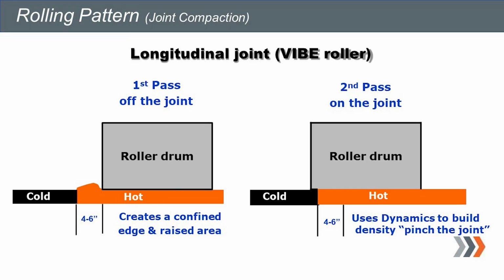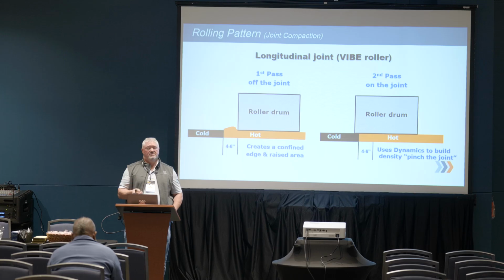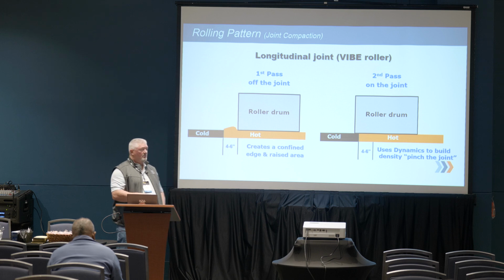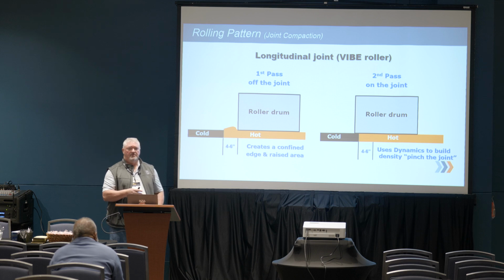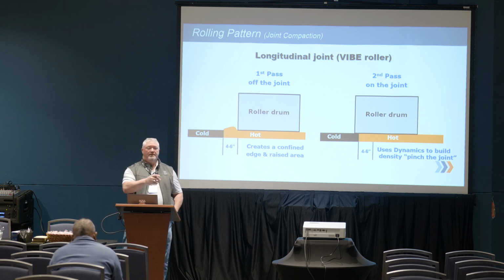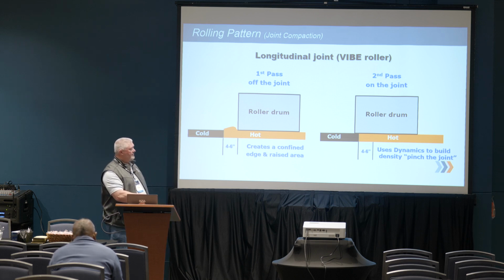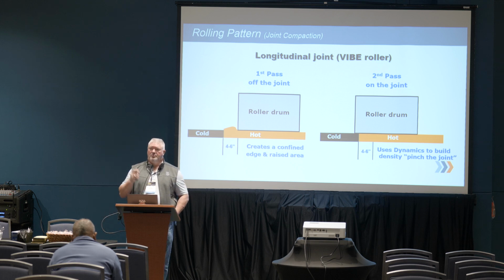Longitudinal joints. This is the way I prefer to do them. This is also the way the Asphalt Institute shows them as well. When we get up to the joint, we have both vibratory drums on. We stay in 4 to 6 inches off the mat or off the joint. Coming up to the paver, when we come back, we overlap that 4 to 6 inches, but we run it in static. Most people run it with vibration on.